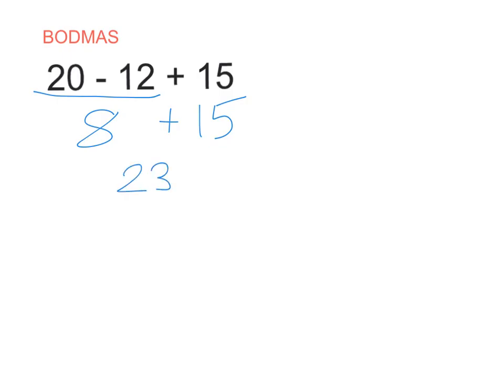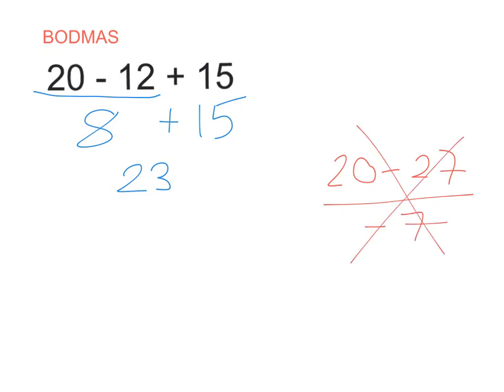Now, if you did the addition first, you would be doing 20 take away 27, which would give you minus 7. You can see that's given you a completely different answer. That answer is not correct. The reason that answer is not correct is because the subtraction only belongs to the 12. The addition belongs to the 15. So it's only actually the 12 that's being taken away. The 15 should be being added. So that's why we go left to right.